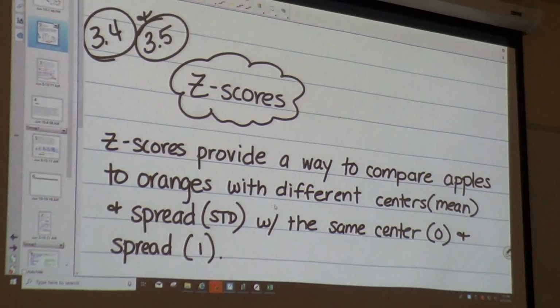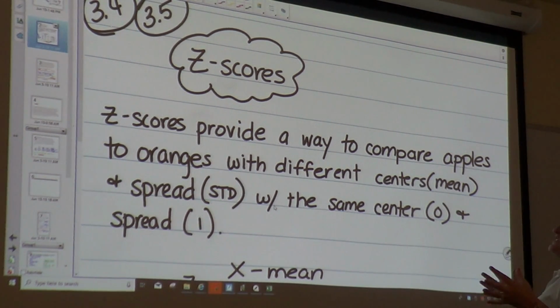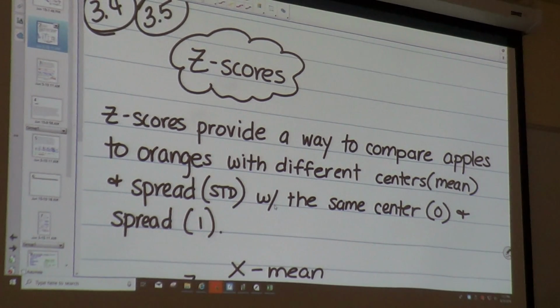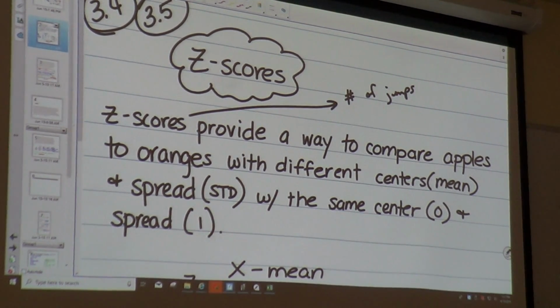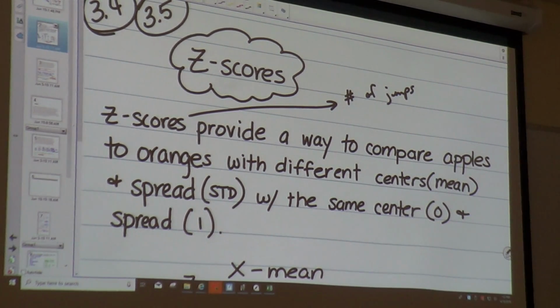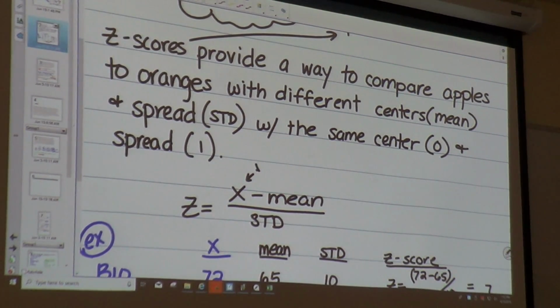So on this page, it says, this is 3.4 and 3.5 notes combined. It says z-scores provide a way to compare apples and oranges with different spreads with the same center. And again, it's a fancy way. We're going to talk about that z-scores are going to be the number of jumps. And we can compare different data, like car 1 and car 2, by comparing the size of their jumps. And we're going to do that in just a second. And this is what I just said. They call it X, I call it data. I do data minus mean over standard deviation.